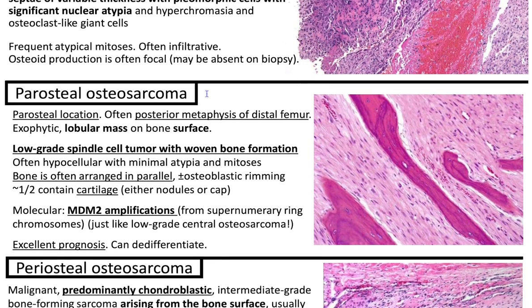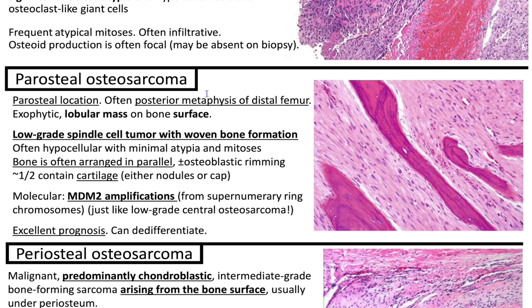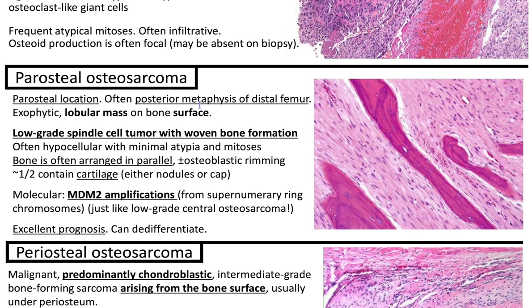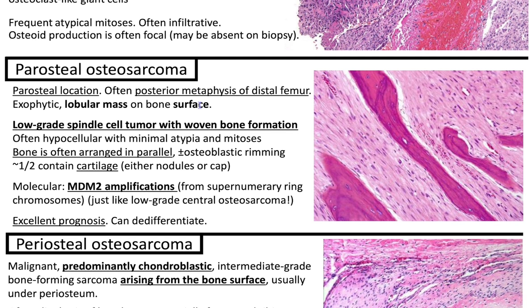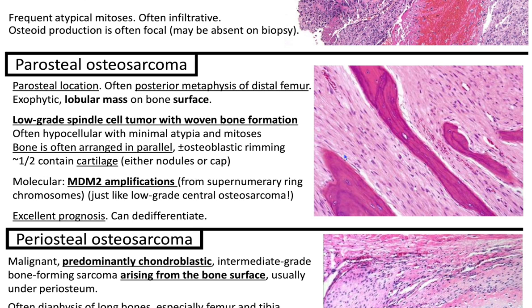Okay, parosteal osteosarcoma. Remember, the classic location is the posterior metaphysis of the distal femur. It's going to be an exophytic lobular mass on the bone surface. It's a low-grade spindle cell tumor with woven bone formation. It's often hypocellular with minimal atypia and mitoses.